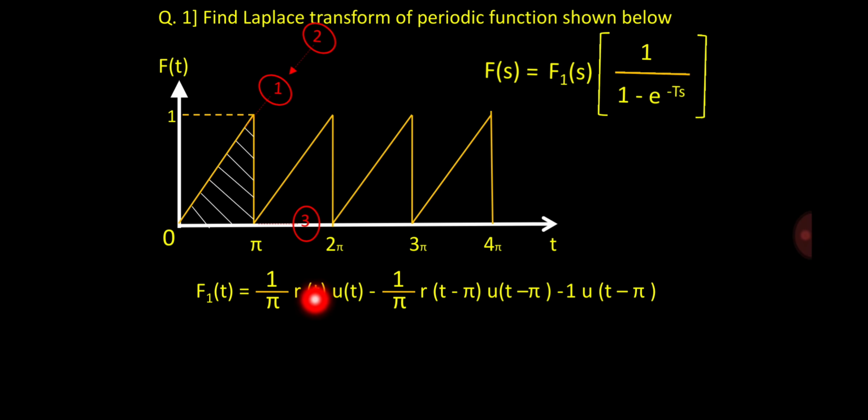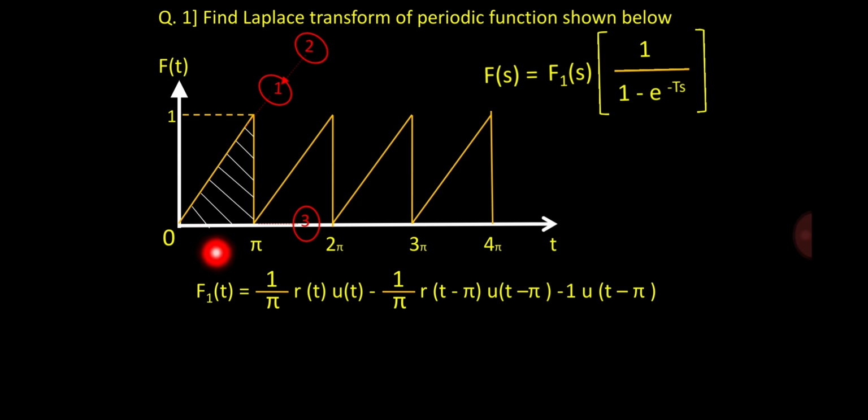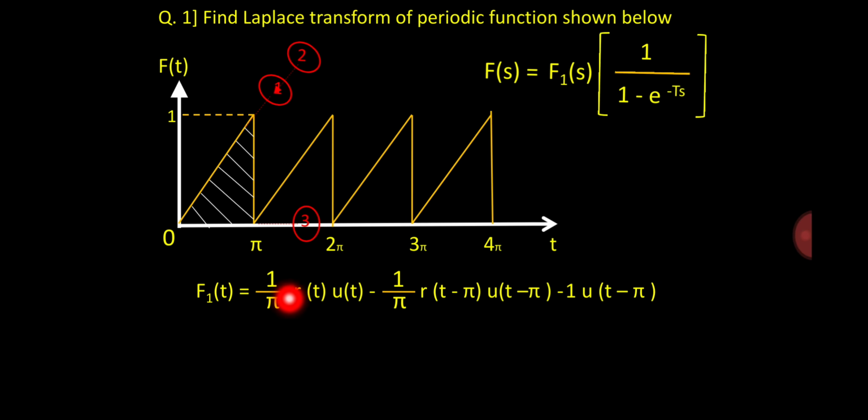So the ramp function is denoted by r of t, and with that there is always a unit step function associated. And as the ramp is starting from 0, it is only r of t into u of t. Then to nullify the effect of this ramp, we have to apply another ramp with negative slope. Hence the original slope is 1 by pi, so the opposite slope is minus 1 by pi, r of (t minus pi), because we are nullifying the effect of the ramp at instant pi. So that's why r of (t minus pi) into u of (t minus pi). Okay, so two equations for one ramp.